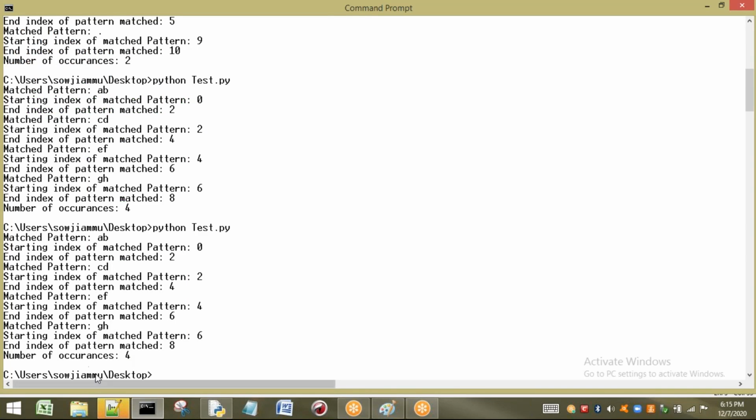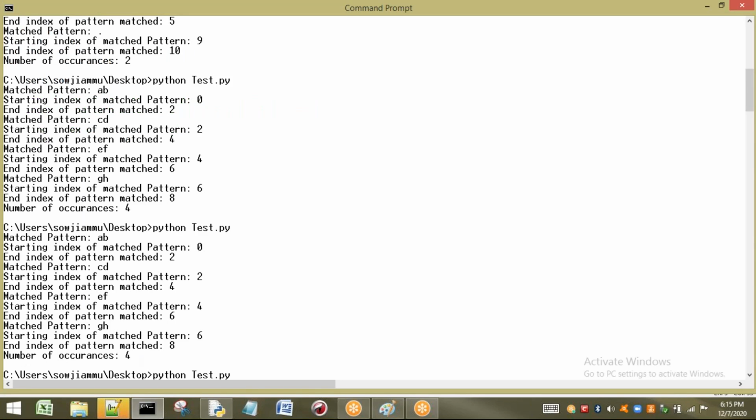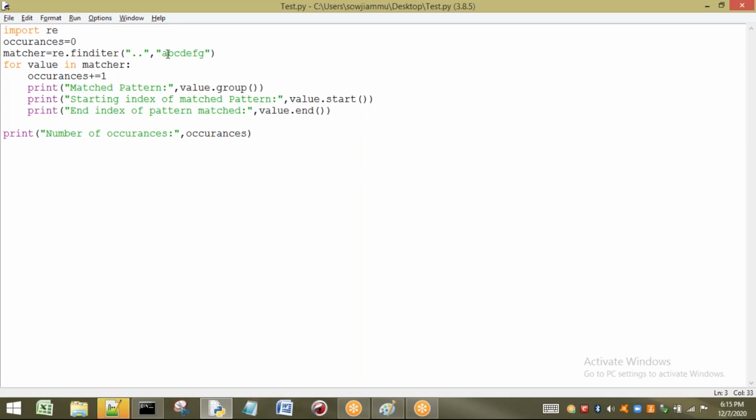So here also we got what? One minute, I have not saved that program. Okay. So now see here, I got only 3 matches, 3 occurrences. The reason is I have written dot dot. Dot dot will consider only 2 values at a time.